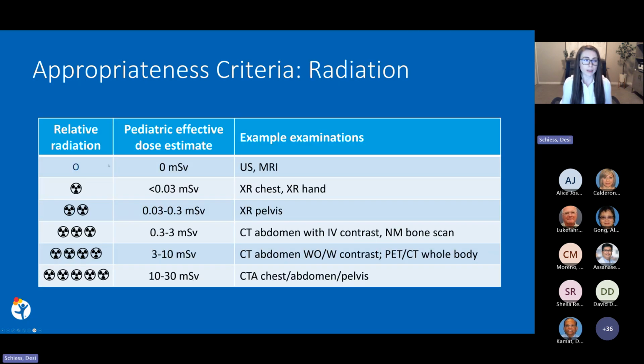You may have noticed these radiation symbols in the charts I showed earlier. This table shows the relative radiation dose indicated by the number of radiation symbols, the range of effective doses that these represent in pediatric patients, and some examples of imaging exams in each category. Ultrasound and MRI have no radiation, whereas X-rays have low radiation and CTs have higher radiation doses depending on the anatomy and exam type.